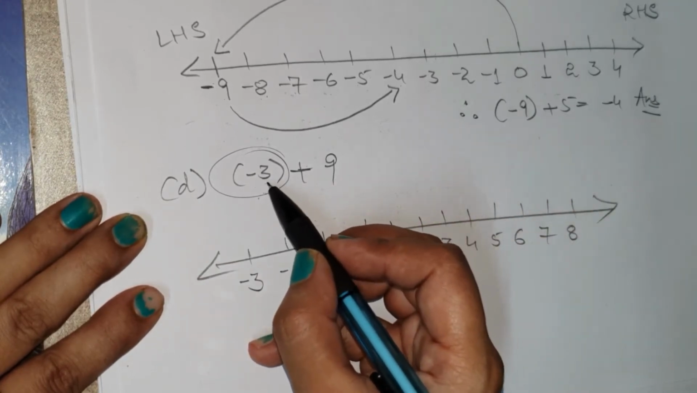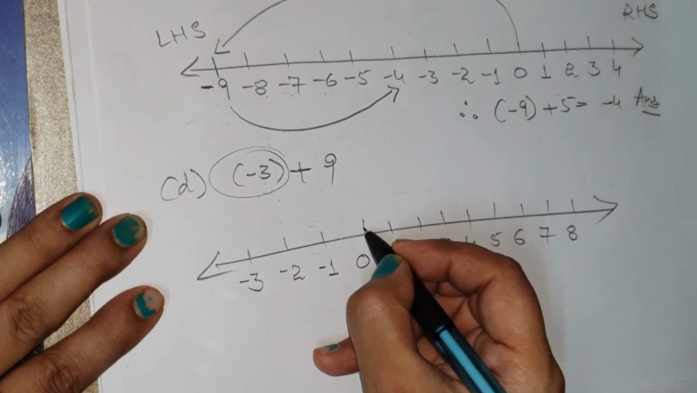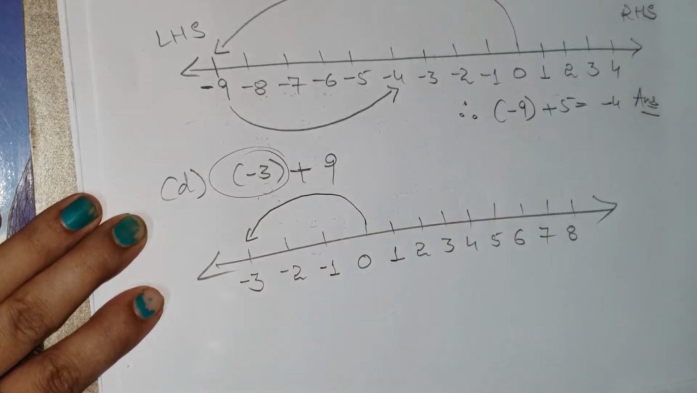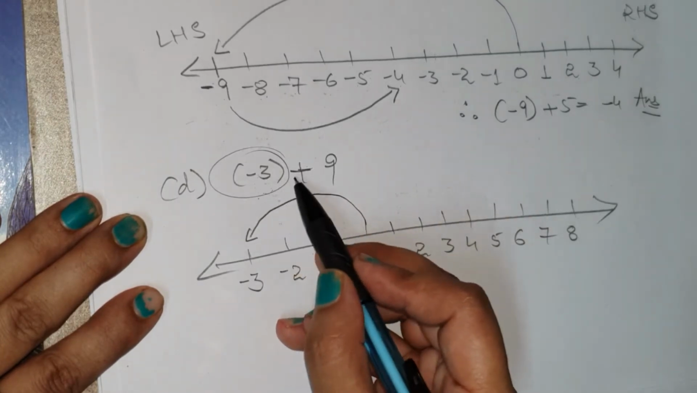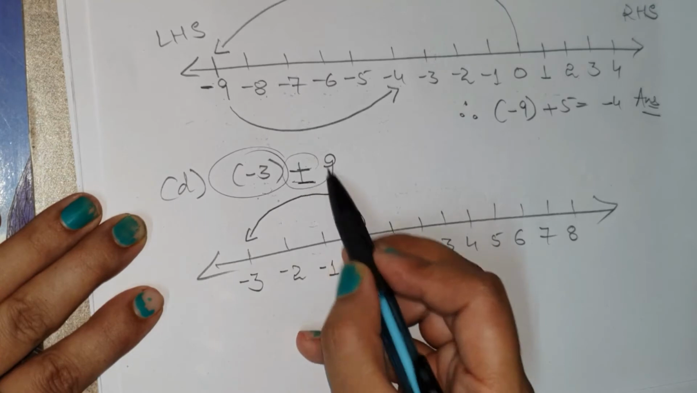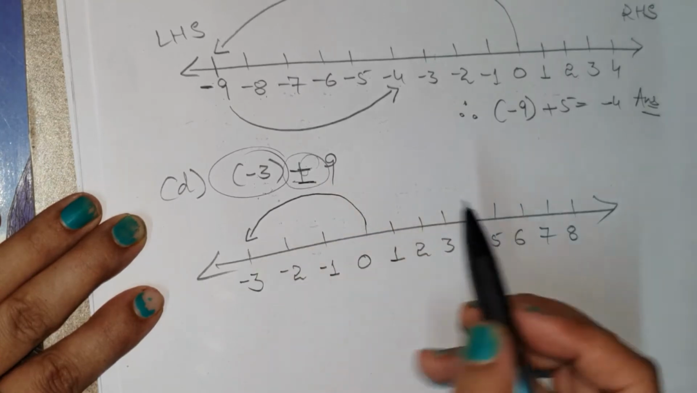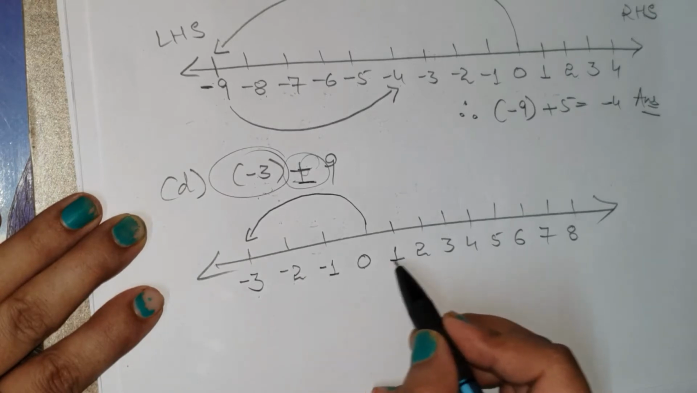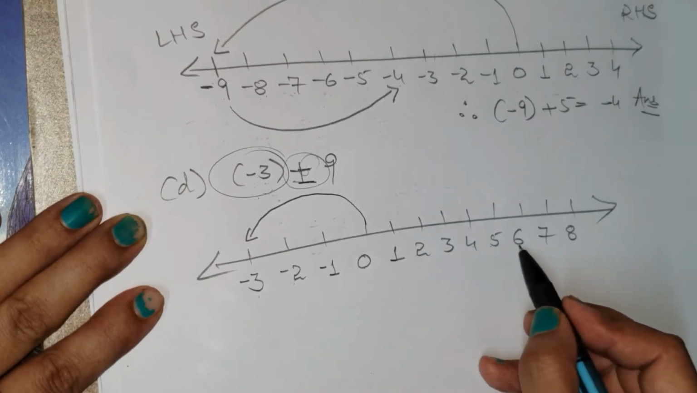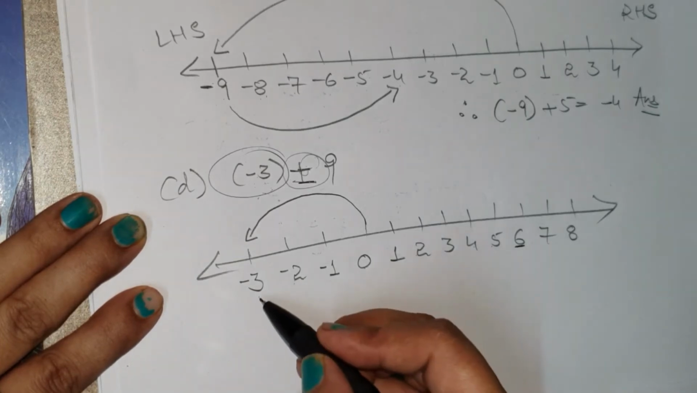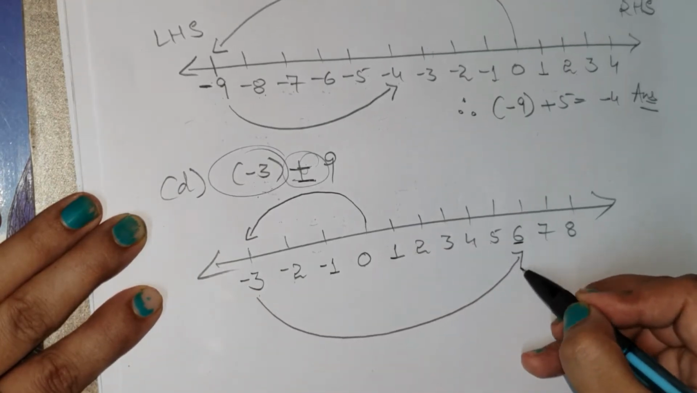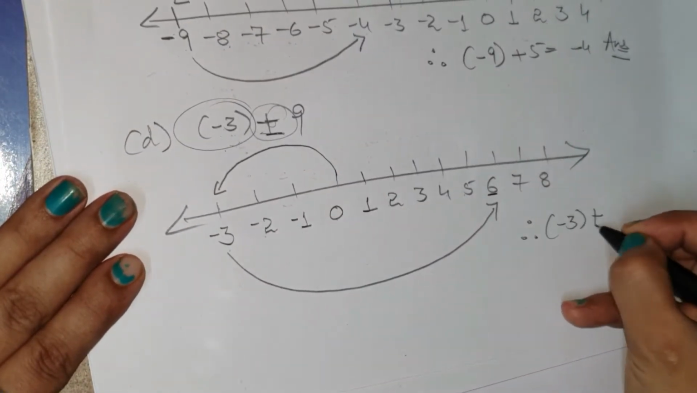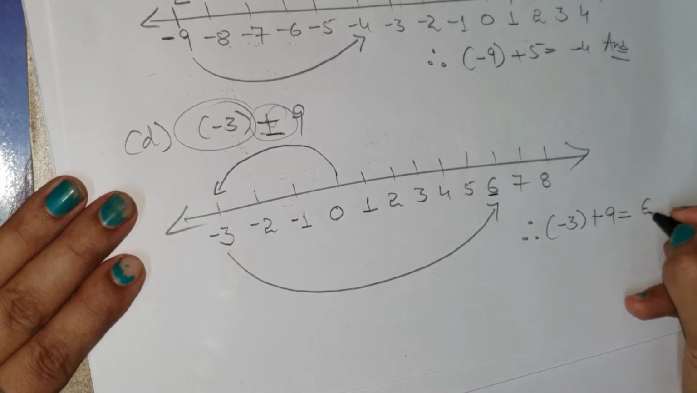So, firstly we have to move to minus 3. So, from 0, as I told you, we will begin and firstly we will move to the left hand side, that is to minus 3. Now, from minus 3 we have to move towards the right hand side because a plus sign is there. So, we will move that side 9 steps. So, don't count minus 3, count from minus 2. 1, 2, 3, 4, 5, 6, 7, 8, 9. So, we will reach number 6. So, from minus 3 you have to reach 6. So, therefore, your answer will be minus 3 plus 9 is equal to 6.